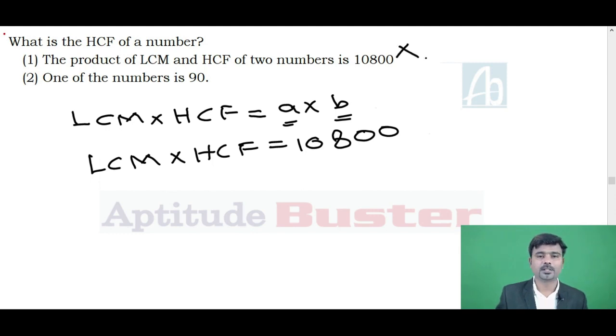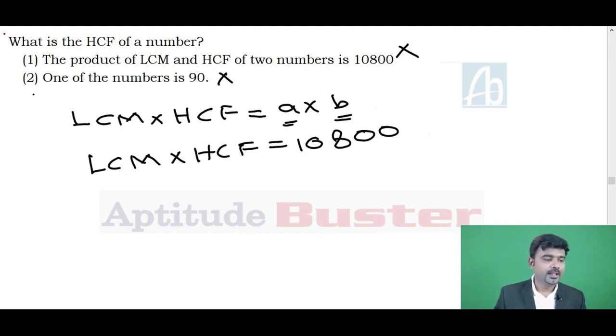Using the first statement, can we find out the HCF of the number? No, it is not possible, right? Okay, take the second statement. One of the numbers is 90. Using the second statement alone, can we find out the HCF? No, it is not possible. The reason is, one of the numbers we know is 90, the other number we don't know, right?